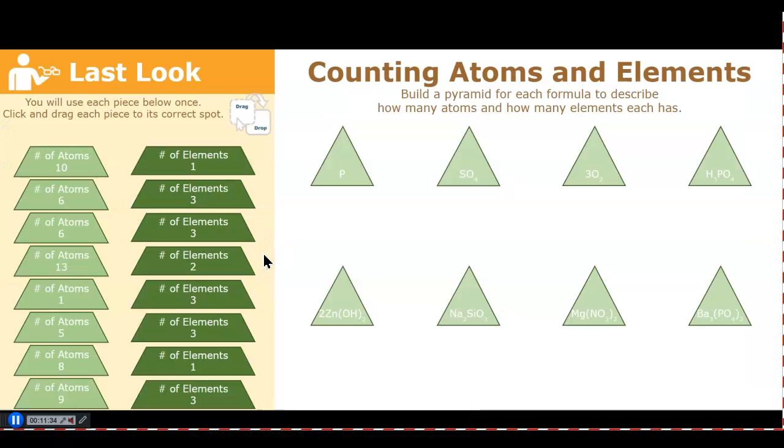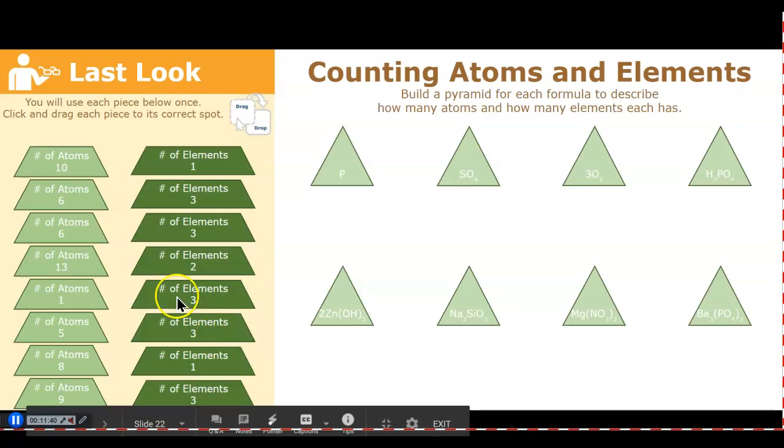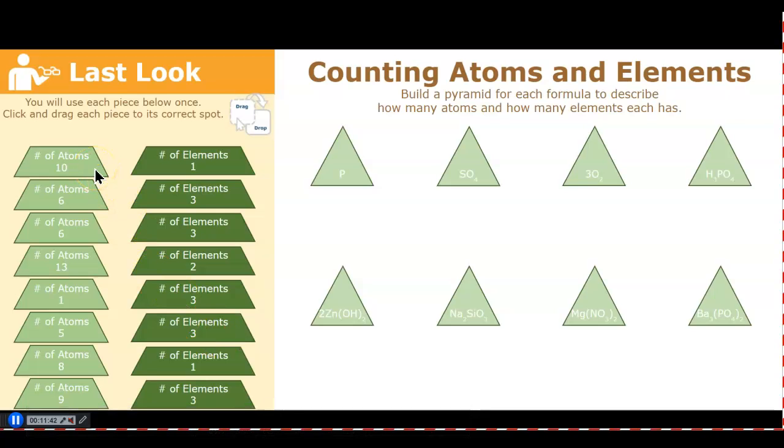Okay, so now for your last look, you're going to drag and you're going to use each one of these pieces once. You're going to drag the light green first, and you're going to put that under where, like this one, for instance, find which chemical formula has 10 atoms. And then beneath that, you're going to put the number of elements. So you should have 2 light green and then a dark green level on your pyramids here.